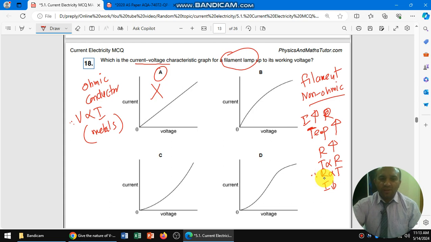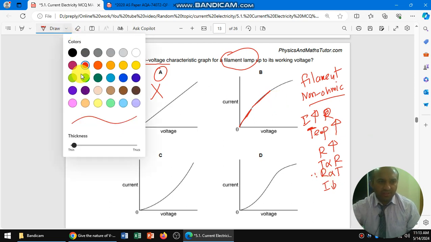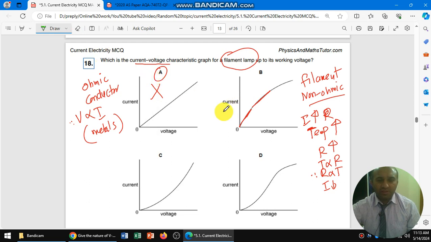Initially the graph is a straight line. As the temperature increases, the graph tilts and the slope decreases. At the start the graph is a straight line with a constant slope, and after that you can see that the slope decreases at this point, and at this point the slope decreases.